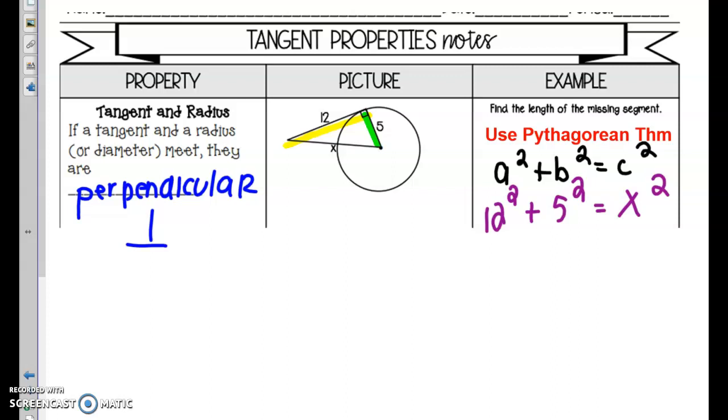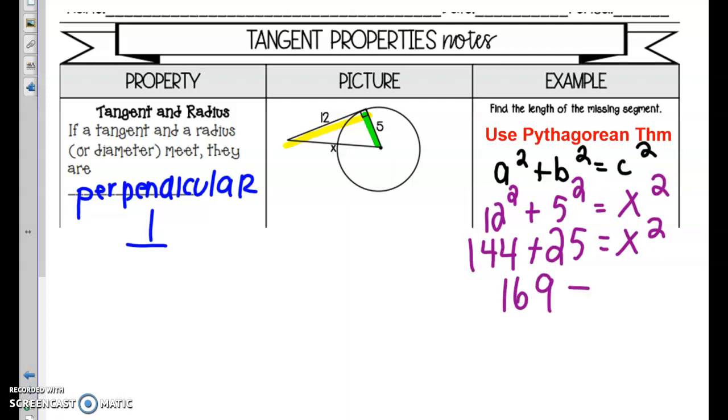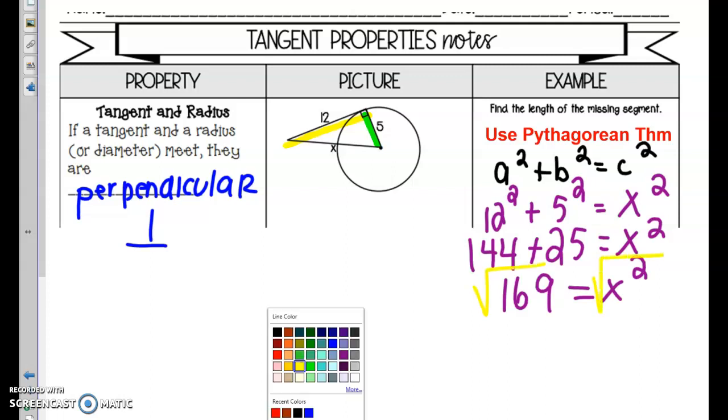So 12 squared, remember squaring your numbers, multiplying it by itself. That would be 144 plus 25 equals x squared. We're going to combine over here 144 plus 25. That gives us 169 is equal to x squared. Now we have to ask ourselves, how do we undo squaring something? What is the inverse of squaring? And that is taking the square root. So we are going to take the square root of both sides.